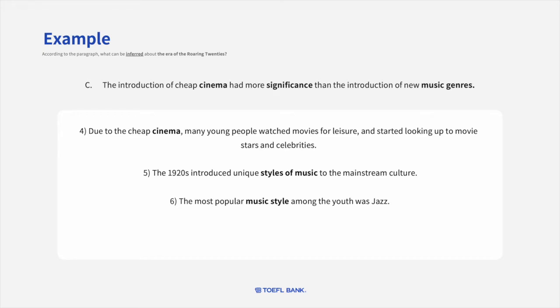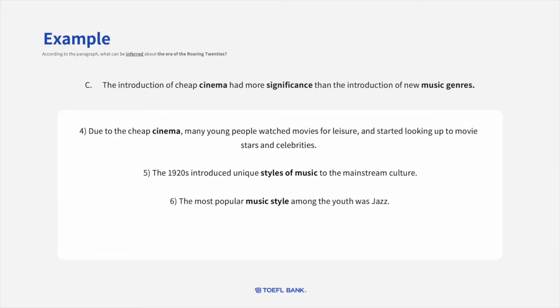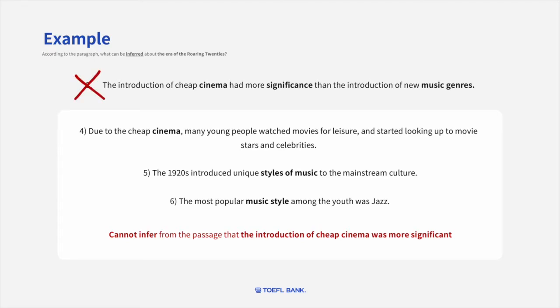The fact that the cheap cinema allowed young people to watch movies for leisure and that young people started looking up to movie stars and celebrities is all that was mentioned about the movies in the passage. The rest was about jazz, which was discussed in the previous answer choice, but we cannot infer from the passage that the introduction of cheap cinema was more significant than the introduction of new music genres. Hence, C is an incorrect answer choice.